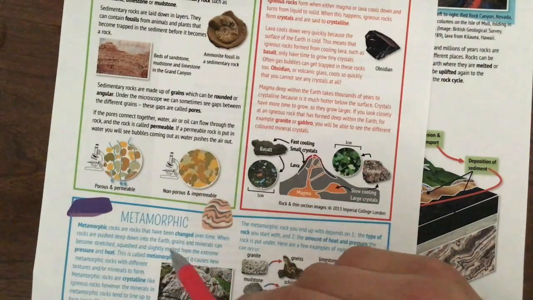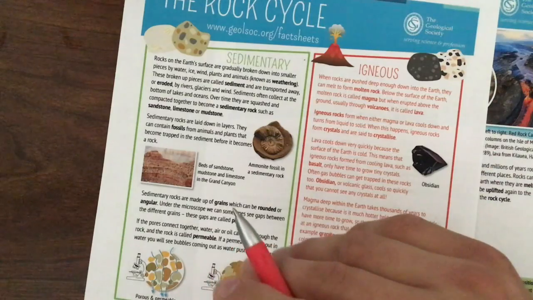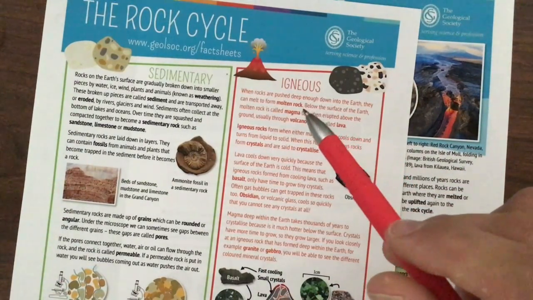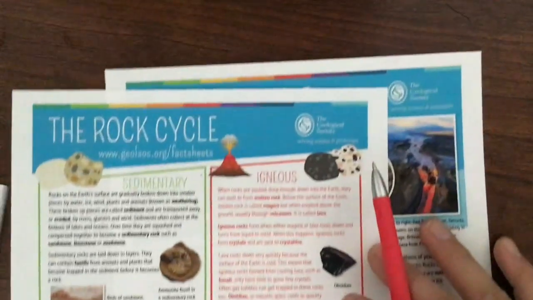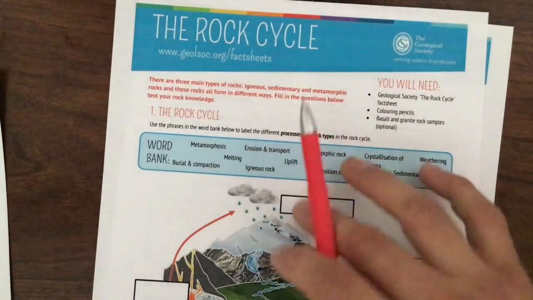So metamorphic rocks are squashed down with heat and pressure to form a whole new rock. Sedimentary rocks are just pushed together like a sandwich. In igneous rocks, they are actually melted down together. All right, so now that we've done that, let's take a look at our rock cycle worksheet.